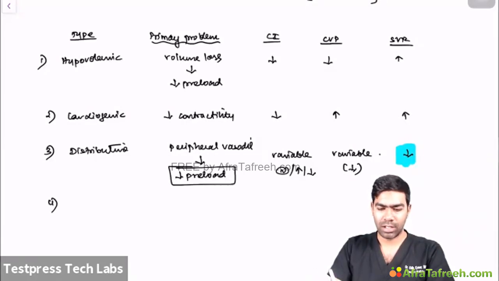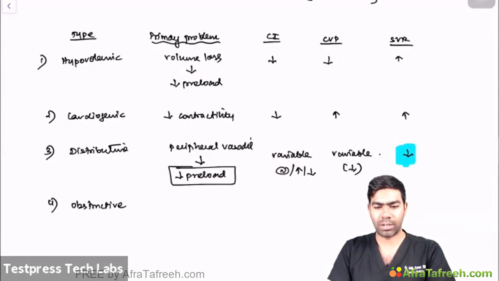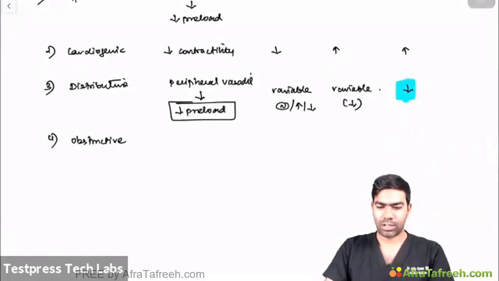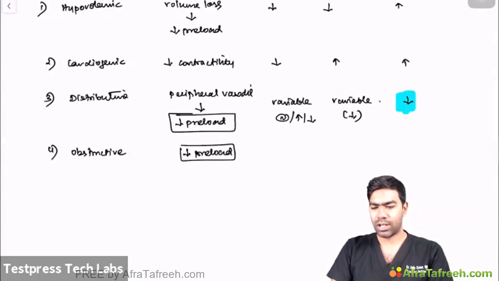And next thing is the obstructive shock. Very classic example is pulmonary embolism, but it can happen in the setting of a cardiac tamponade, constrictive pericarditis, or even severe tension pneumothorax. All these things can produce an obstructive kind of a shock, where the main problem is again reduced preload to the heart. Reduced preload to the left ventricle.